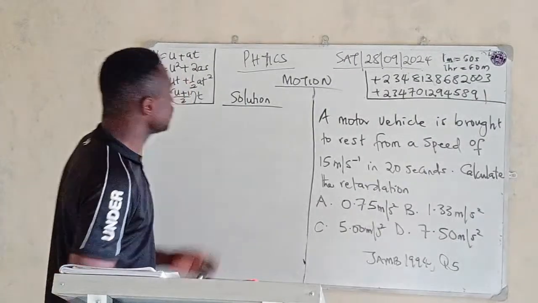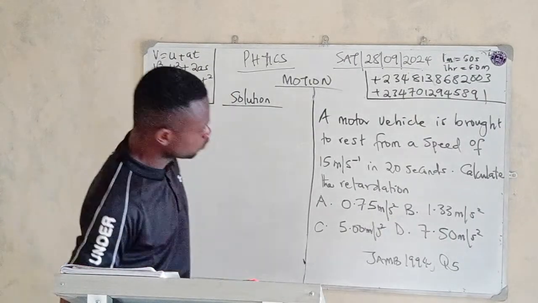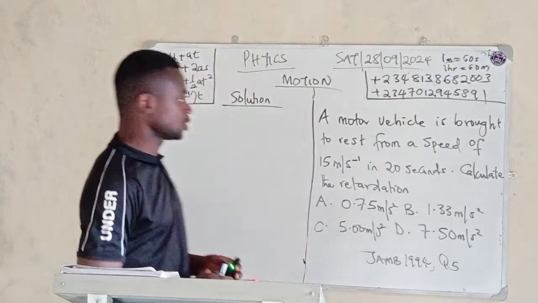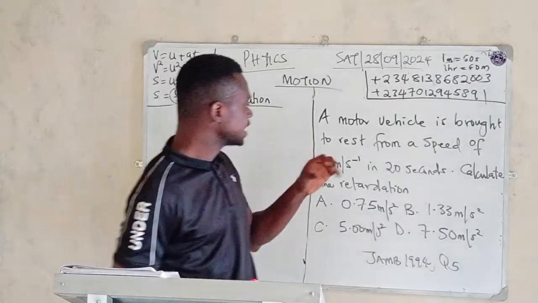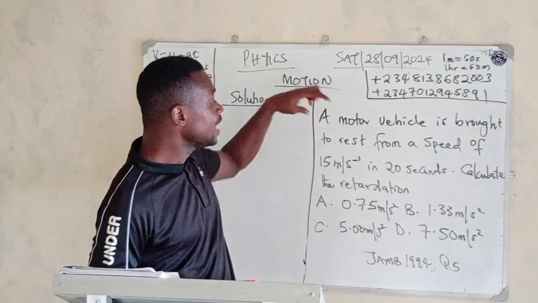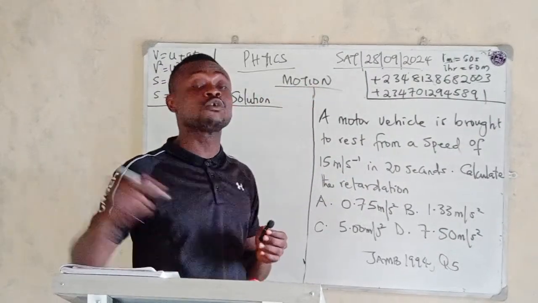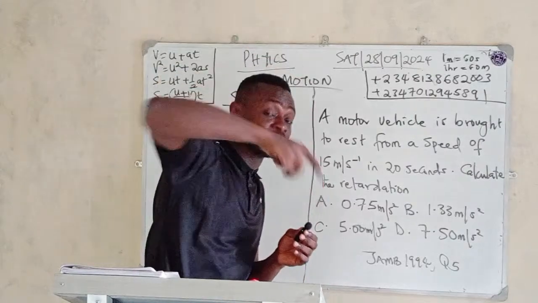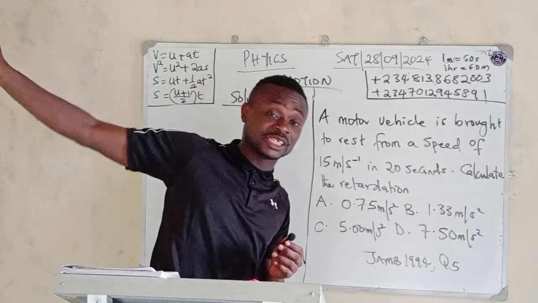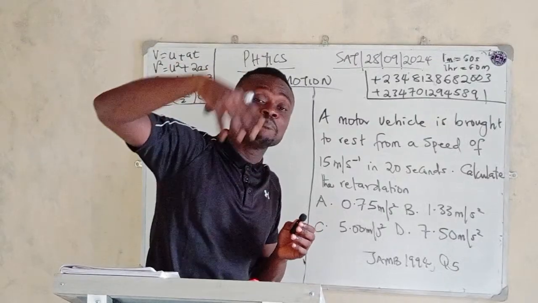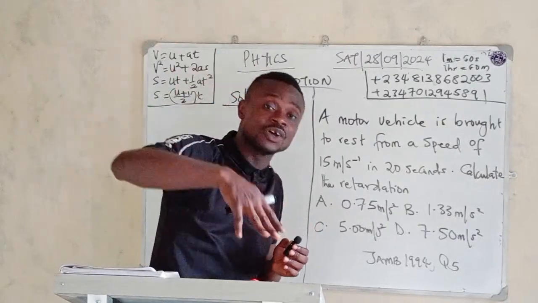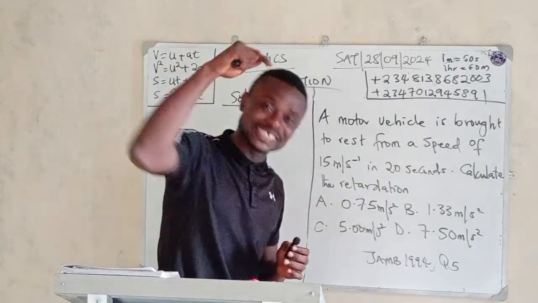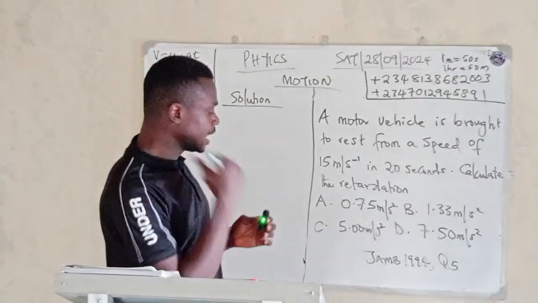All right, let's solve the question. Solution is already on the board. As usual, let us write out the parameters and their values. We are told that the vehicle was brought to rest. That means the vehicle was moving with a particular speed and was brought to rest. So it has an initial velocity, but the final velocity is now zero, because the velocity will become zero for you to stop. So the final velocity is what? Zero.